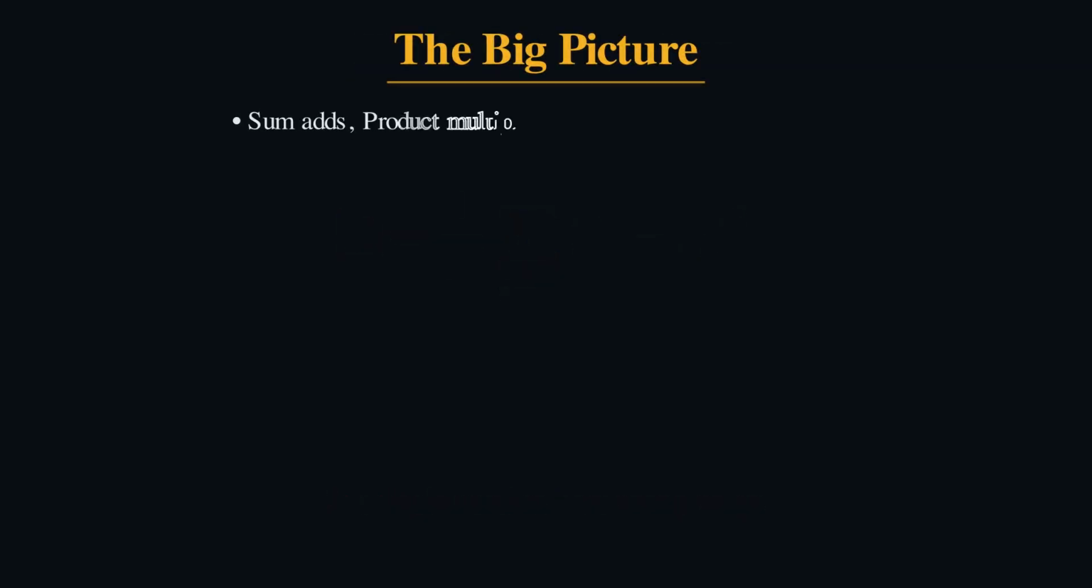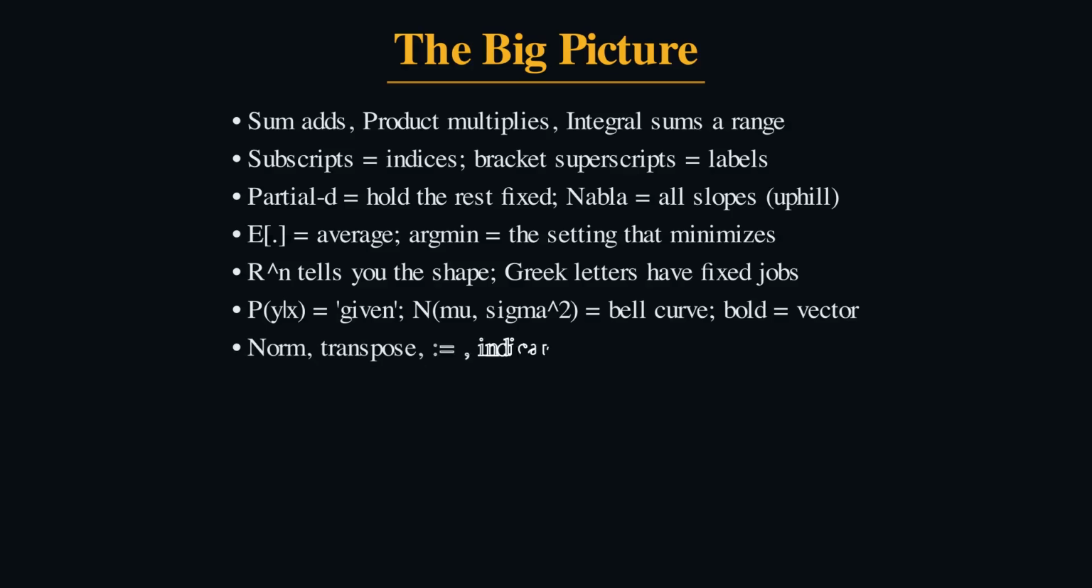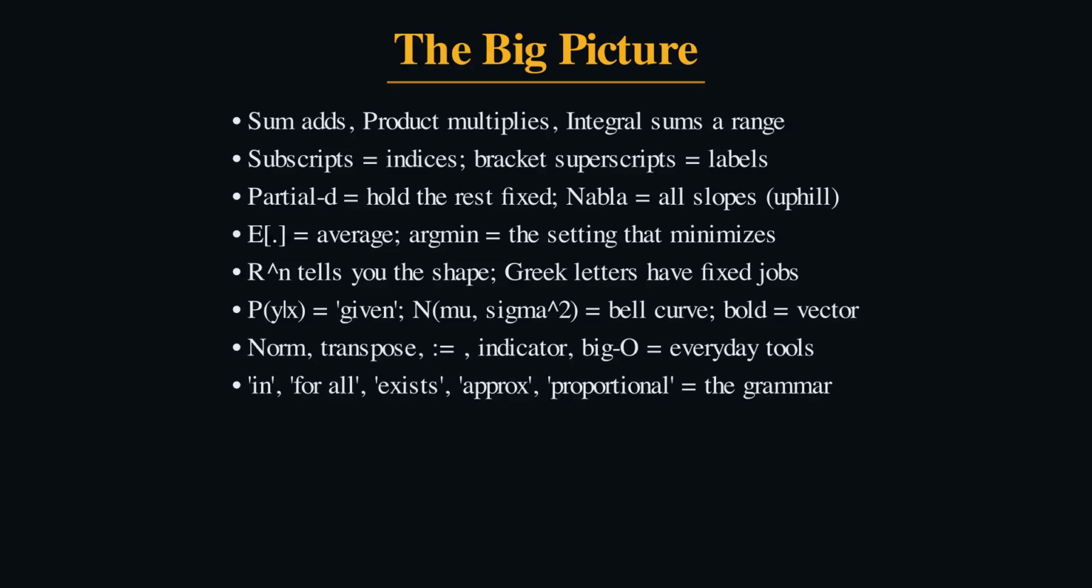Let us bring it all together. Sigma adds, pi multiplies, and the integral sums over a continuous range. Subscripts are indices, bracketed superscripts are labels. The curly D holds everything else fixed, and Nabla gathers all the slopes into one uphill pointing vector. Blackboard E is an average, and argmin is the goal of training itself. Blackboard R with an exponent tells you the shape, and Greek letters carry fixed jobs. Theta for parameters, eta for the learning rate, lambda for regularization. The bar means given, the script N is the bell curve, and bold means a vector. Add the norms, transposes, and grammar symbols, and you can now read the structure of almost any machine learning paper.